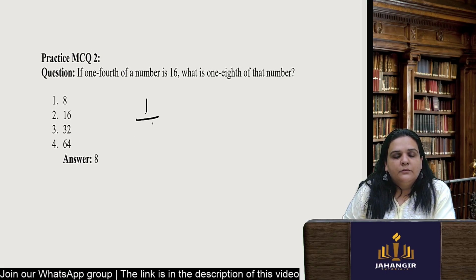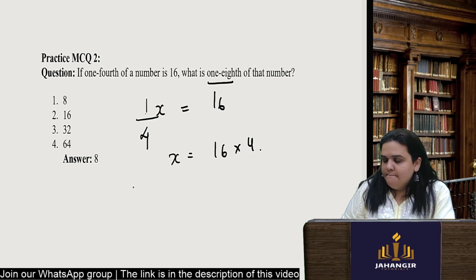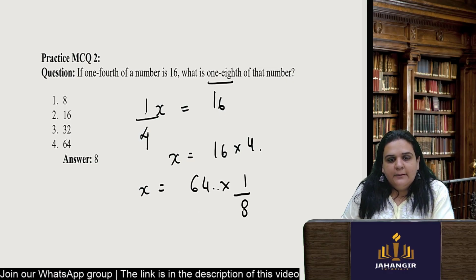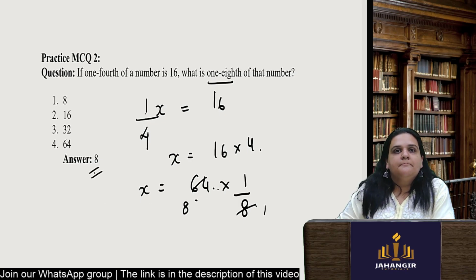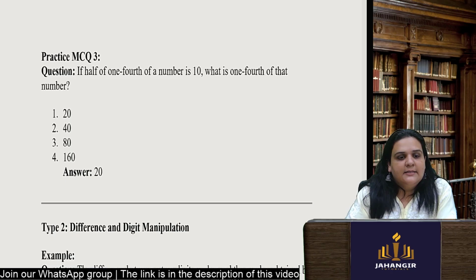1/4 of a number, means x, is 16. What is 1/8 of that number? So we'll see. x will be equal to 16 into 4. Okay, so x will be equal to 64. They are asking me 1/8 of that number. 8 8s are 64. Answer will be 8. So first find the number and then find what they are asking next.